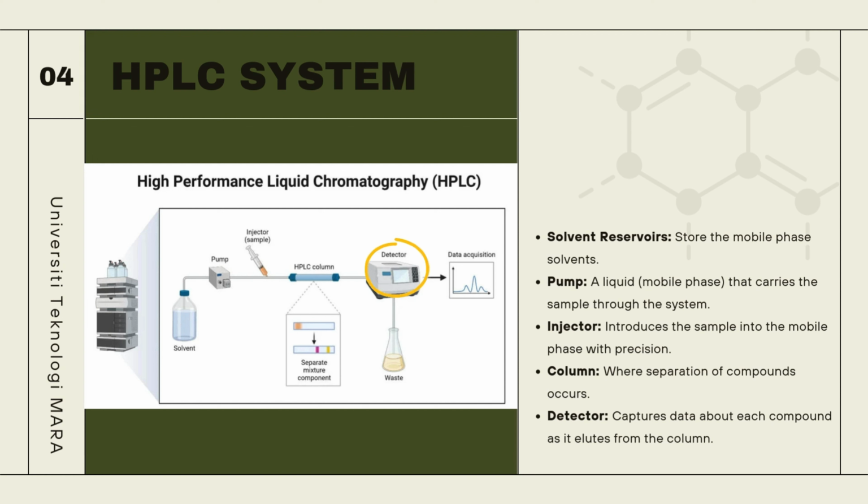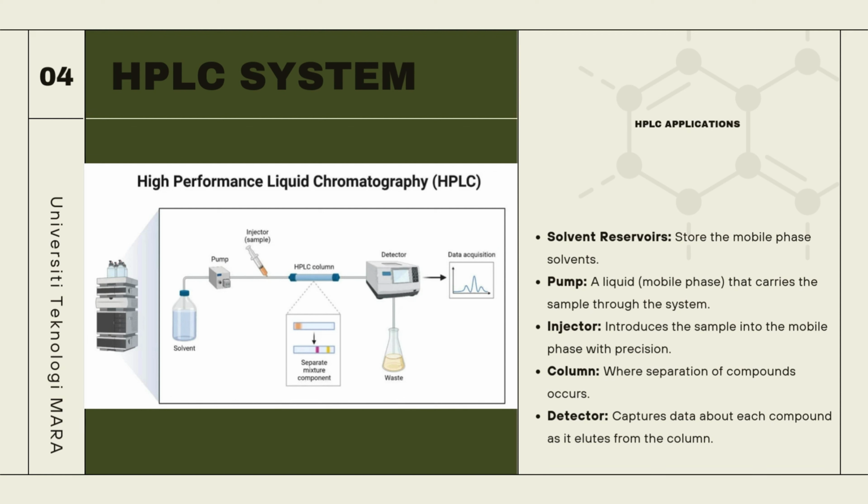Fourthly, detection. The separated compounds exit the column and pass through the detector, which measures their concentrations and provides data for analysis. Lastly, data analysis. The detector output is processed into chromatograms, showing peaks corresponding to each compound in the sample.